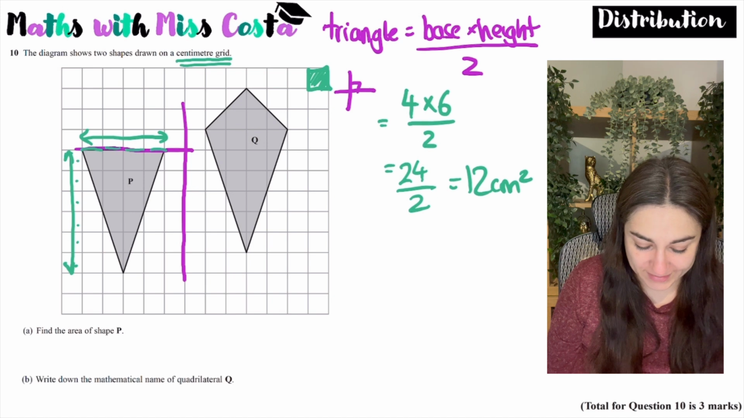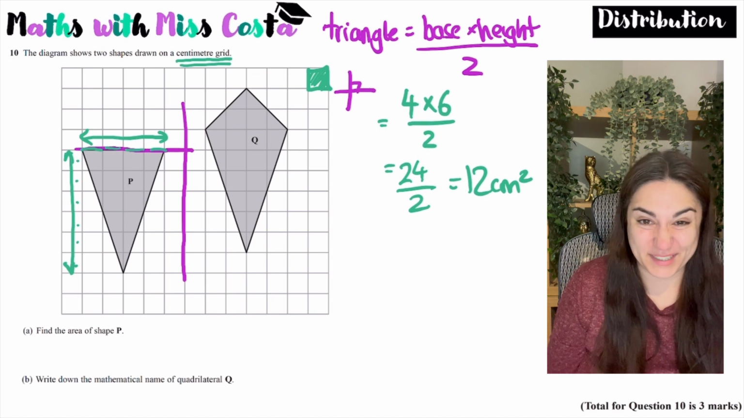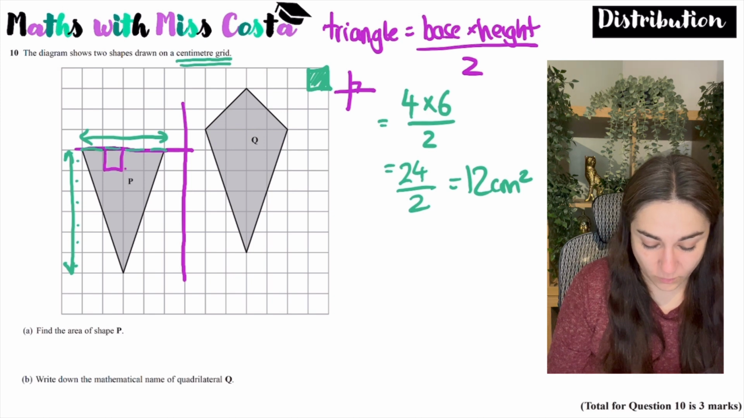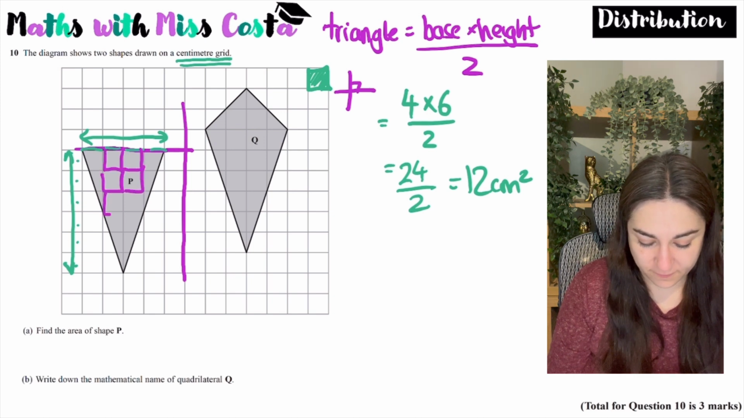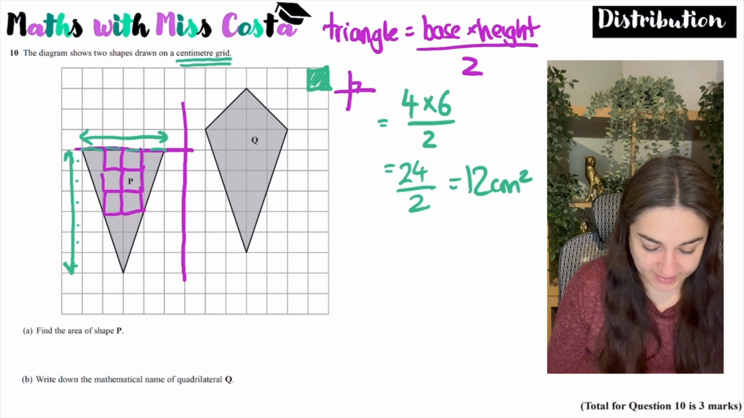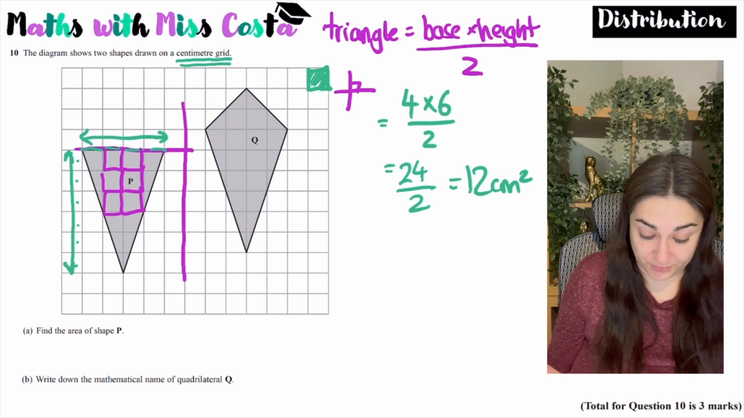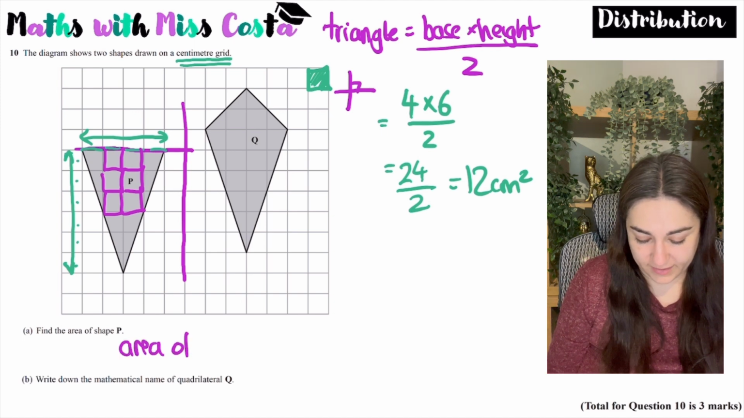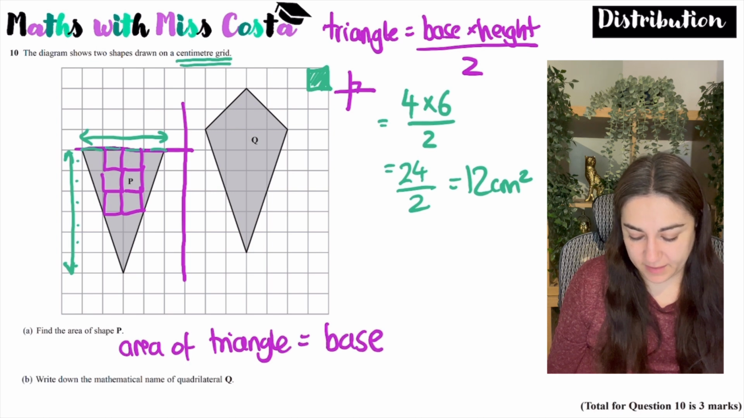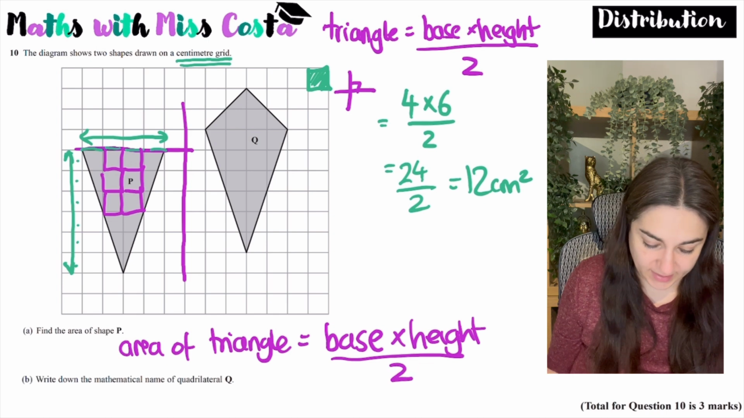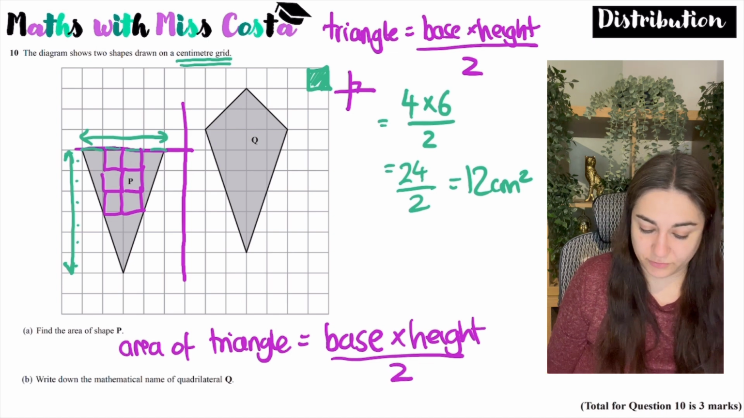Or you could count the squares, but it's a little bit trickier. I would say the easiest thing is to just work out using the formula for the area of a triangle. But you've got 1 square here, 2, 3, 4, 5, 6, and then you could think which ones you could pair together. But I'd actually say that's a much trickier way to do it. So just use the formula for the area of a triangle, which is base times the perpendicular height divided by 2. And then I just need to write down the mathematical name of quadrilateral Q.